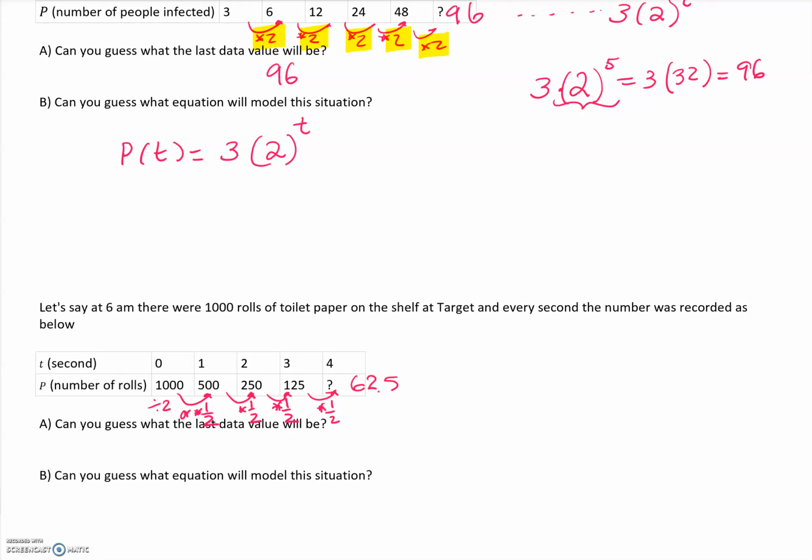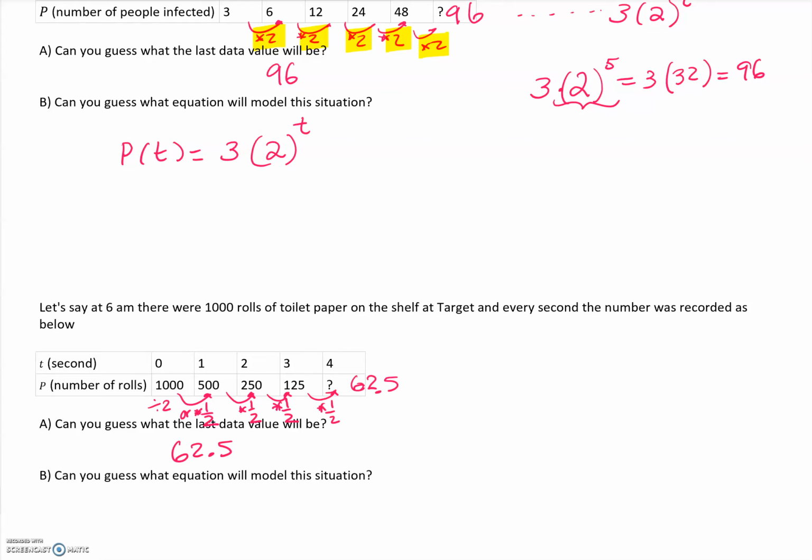62.5 rolls of toilet paper left after just 4 seconds, which sounds awfully familiar with what's going on right now, sadly. So we guess that that'll be 62.5. So let's say if we were approximating, maybe 62 rolls of paper would be left by the time we end up with the 4th second.